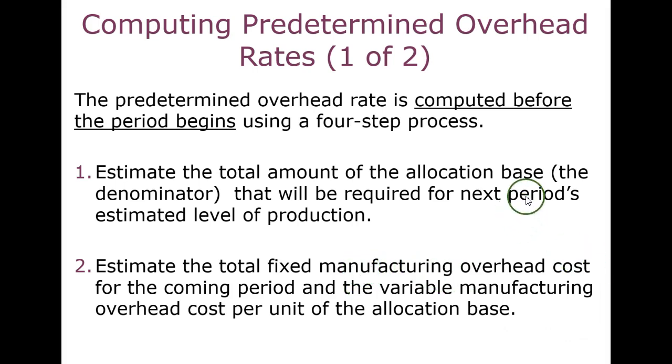The predetermined overhead rate is computed before the period begins. We just talked about that. You estimate the overhead. Well, first of all, we estimate the allocation base before the period begins. Then we estimate the total fixed manufacturing overhead cost for the period coming up and the variable cost for the allocation base. So these both are estimates. We're going to see in a minute the allocation base can be like machine hours, direct labor hours, or some other activity. So we estimate the number of, let's say, direct labor hours going to be used, and then we estimate the total manufacturing cost, both fixed and variable, for the period coming up.